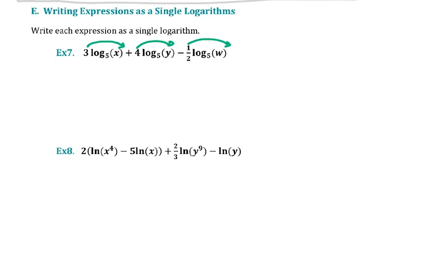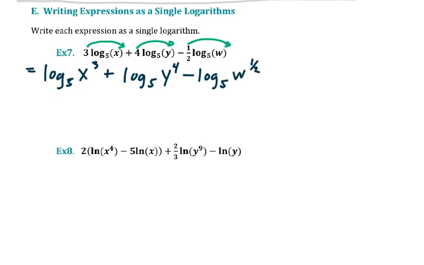So this is the same as writing log base 5 of x cubed plus log base 5 of y to the 4th minus log base 5 of w to the 1/2. And remember that 1/2 power, we can take that later and write that as a radical. So when we're dealing with rational exponents, any value b to the 1/n could be written as an nth root of b. Okay?